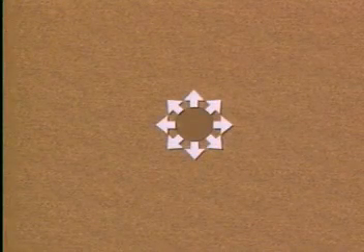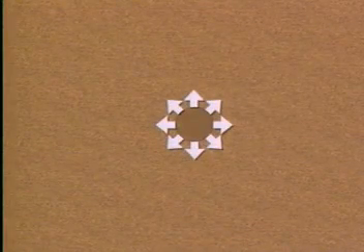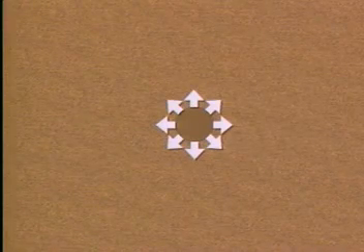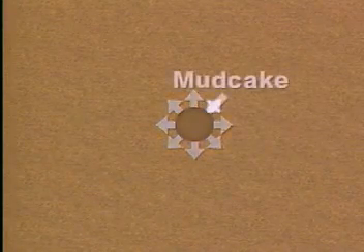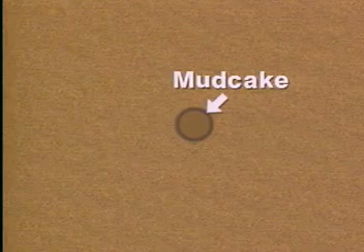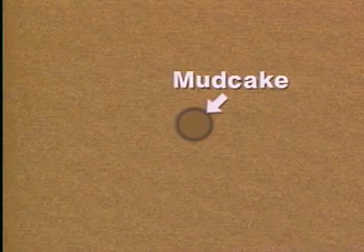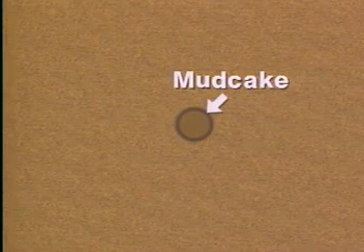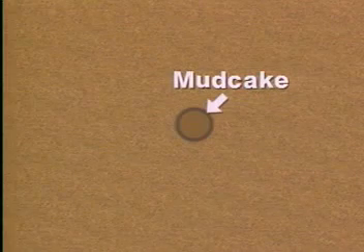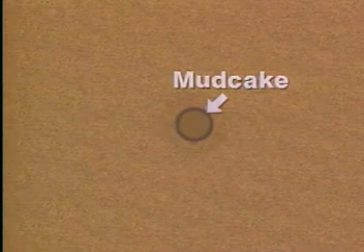Let's now examine the borehole environment, looking down at a horizontal section of a borehole drilled through a permeable water-bearing formation. Mud filtrate is forced into a permeable formation by the pressure differential between the mud column and the formation. This forms a solid mud cake on the borehole wall. The mud cake usually has a very low permeability, and once formed it reduces further invasion of the mud filtrate.